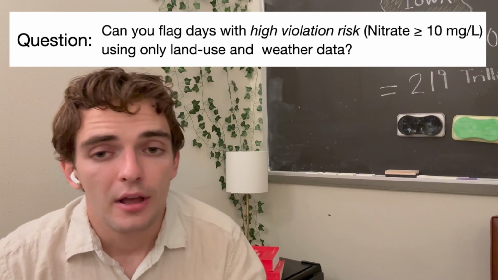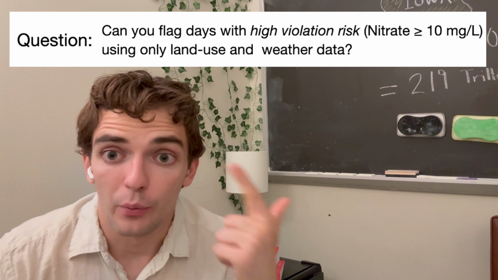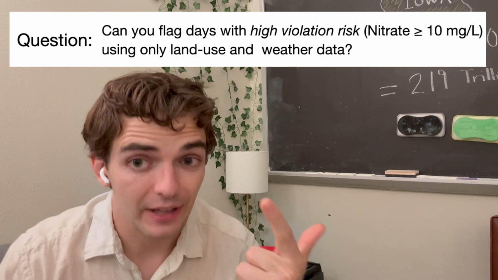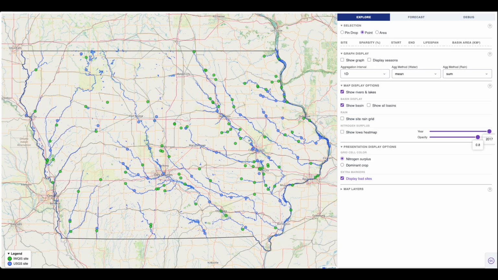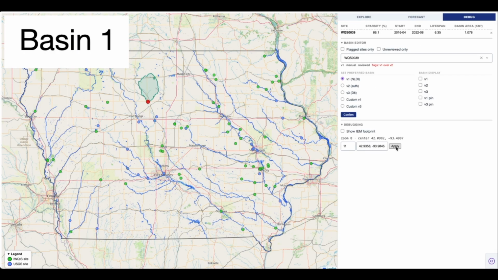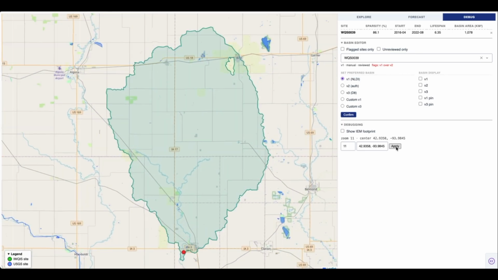We wanted to know, if you know what's planted where and whether it's recently rained, can you flag days with high violation risk? What you're seeing now is the widget my team built to help explore and visualize all the data. We started with 162 sensors and then filtered down to the 85 best. For each site, we then computed the drainage basin in 3 different ways.